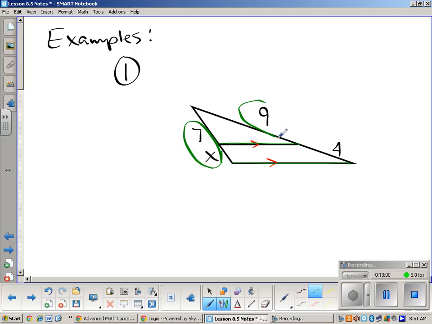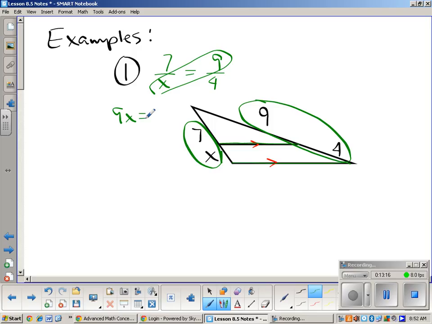I would stick with splitting that side up. And she said, secondly, that 7 is to x as 9 is to 4. Okay? And that's the way I would go. So we would say cross products, 9 times x equals 7 times 4.